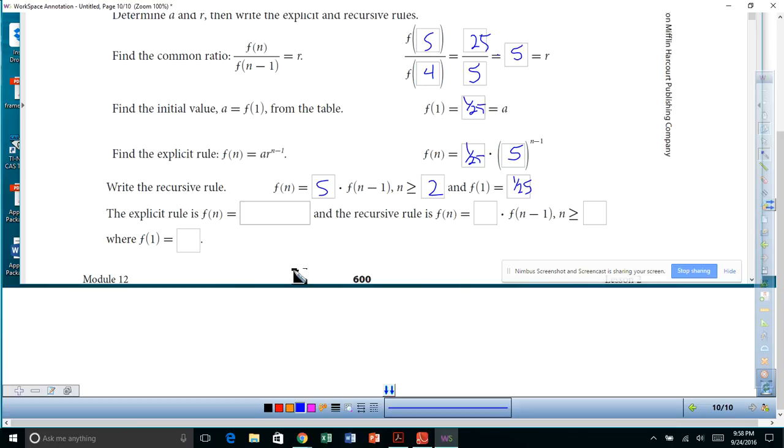The explicit rule is 1 over 25 times 5 to the n minus 1 power. And the recursive rule is f of n equals 5 times f of n minus 1, where n is greater than or equal to 2, where f of 1 is 1 over 25.